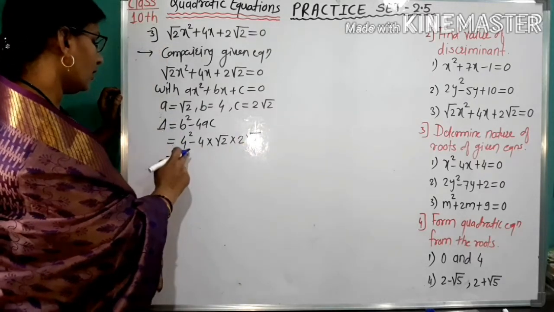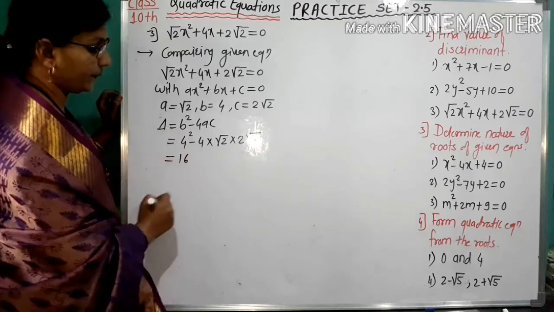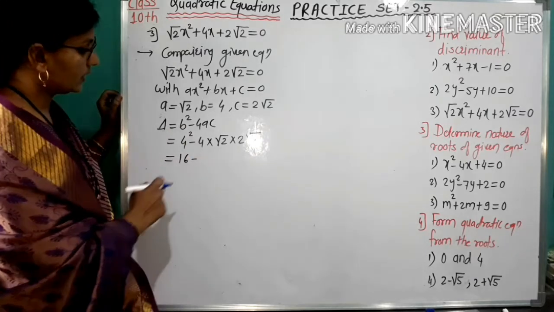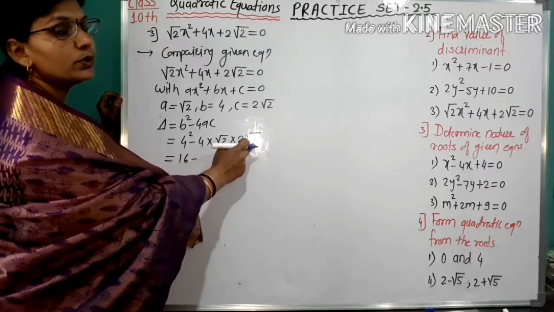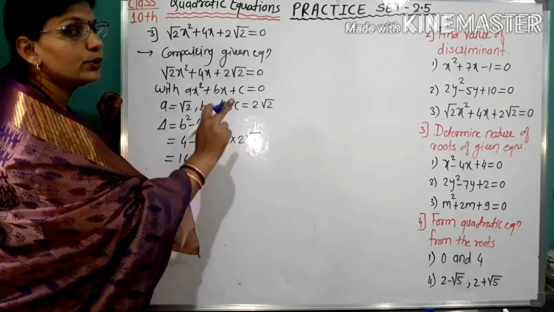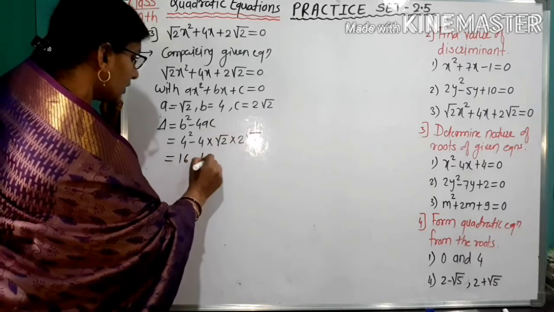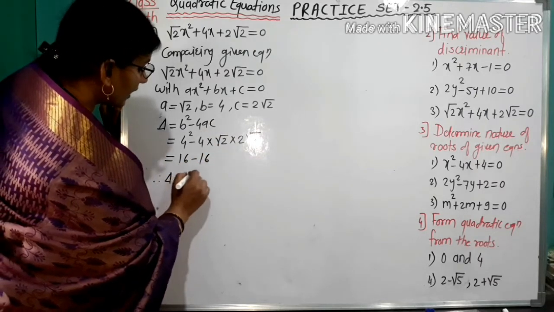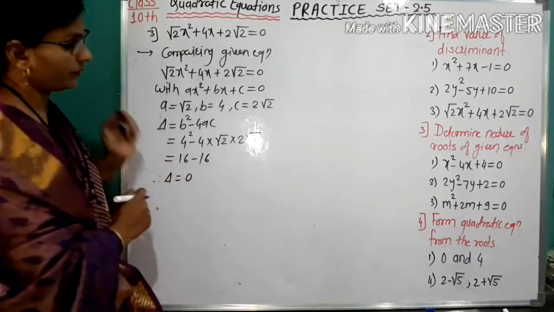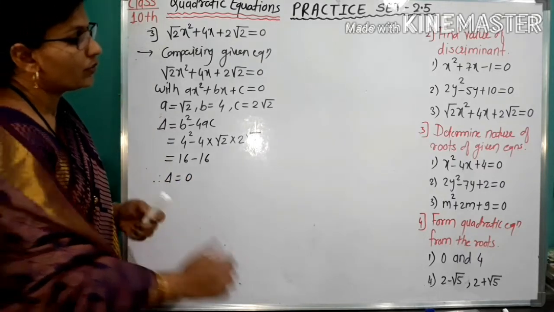Simplify this, solve. 4 square is 16 minus, here 4 into 2 is 8, root 2 into root 2 is 2, that is 8 into 2 equal to 16. Therefore 16 minus 16, therefore delta equal to 0. Now question number 3.